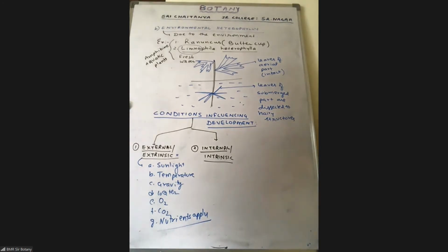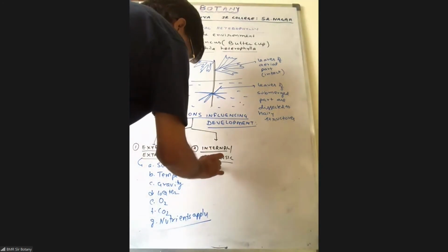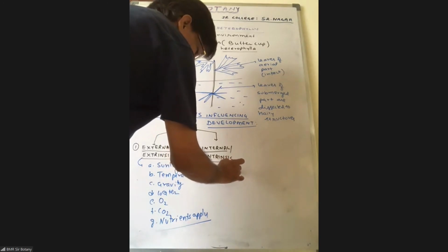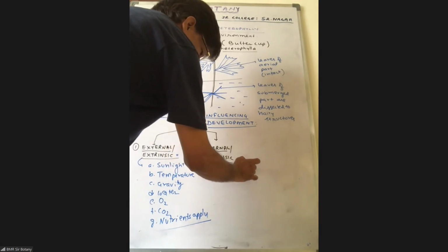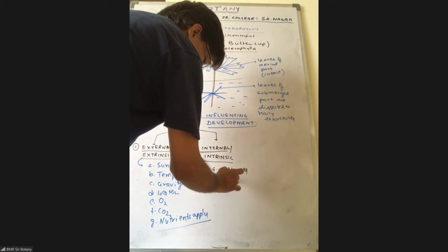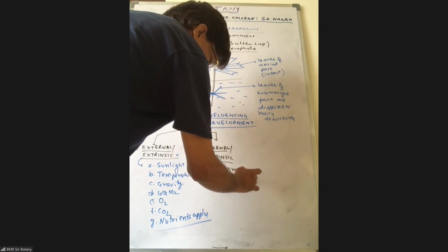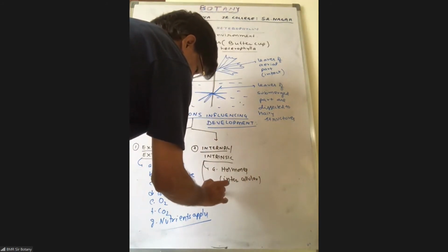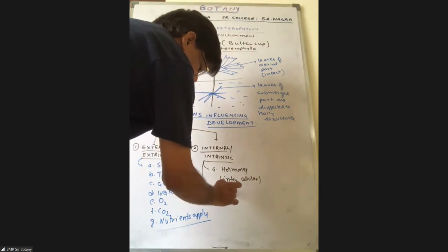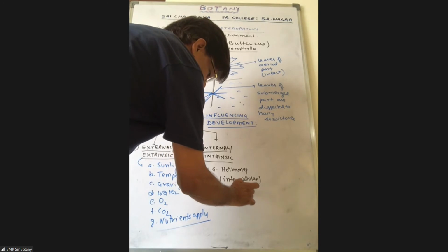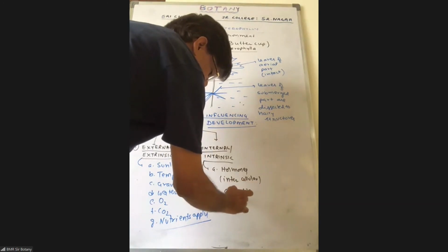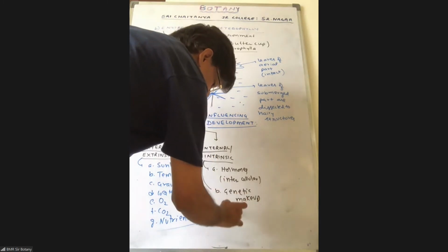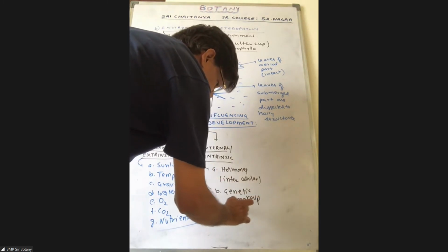Then what is intrinsic? Then only two more you are left with. Hormones, which are intercellular, you can take them as synthesized at one place, moving to the other place. And genetic makeup, genes, which is intracellular.